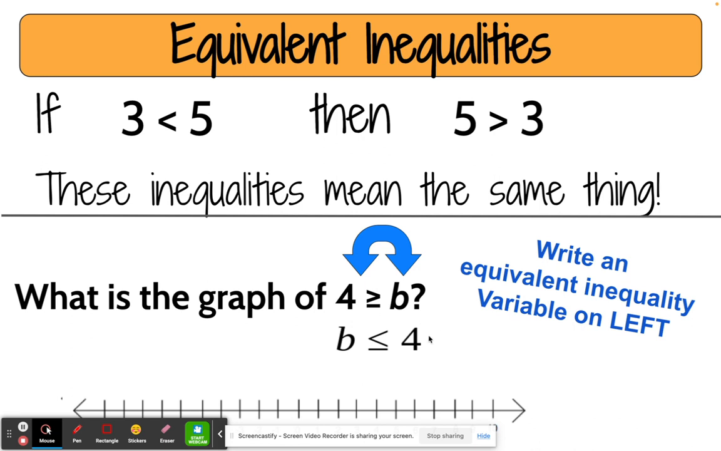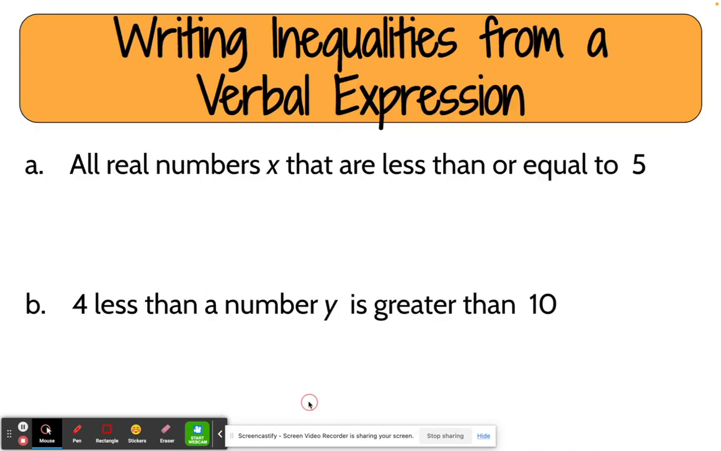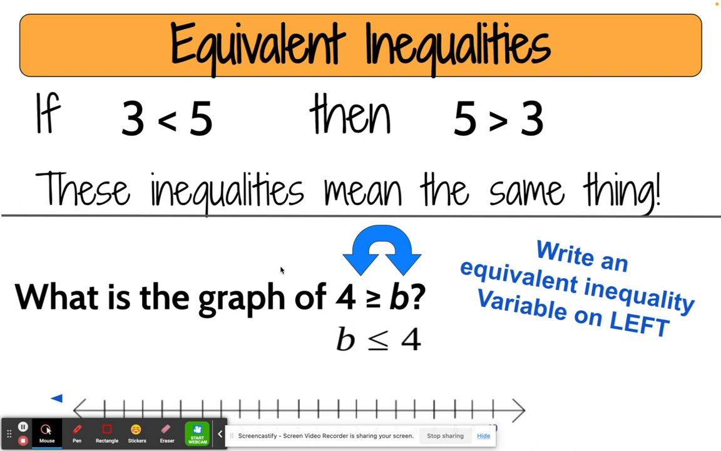And you want to get in the habit of writing inequalities with your variable on the left. It just makes graphing so much easier. So for this, I would put a dot on my 4, and it would be all numbers to the left of it, because it's less than.